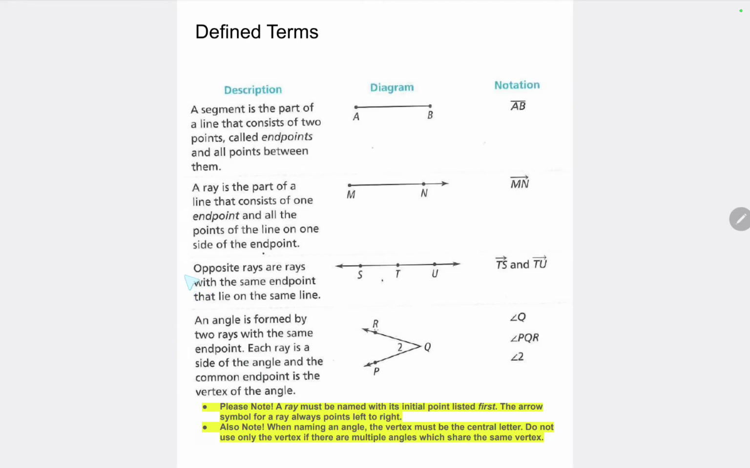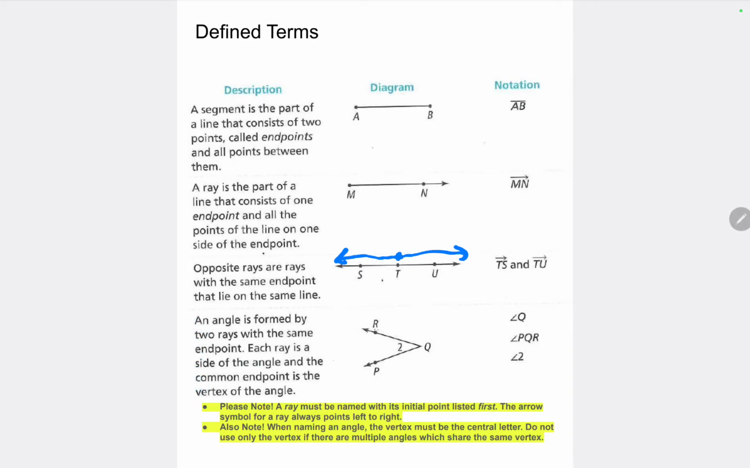Opposite rays are rays that have the same endpoint that lie on the same line. So here I have opposite rays TS. You can see TS is pointing to the left, and TU. They must have the same endpoint, so even though US and SU are pointing in opposite directions, they don't have the same endpoint, so they're not opposite rays.